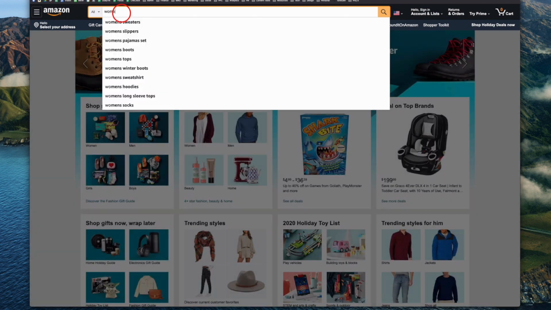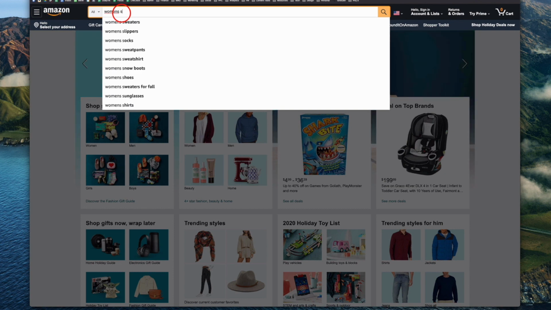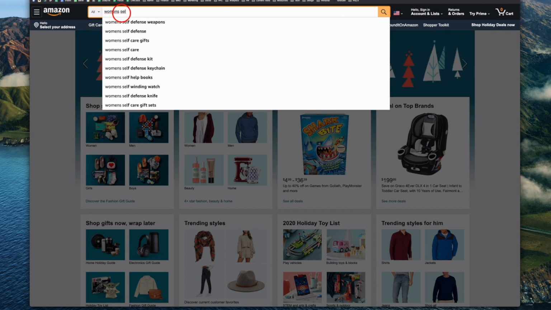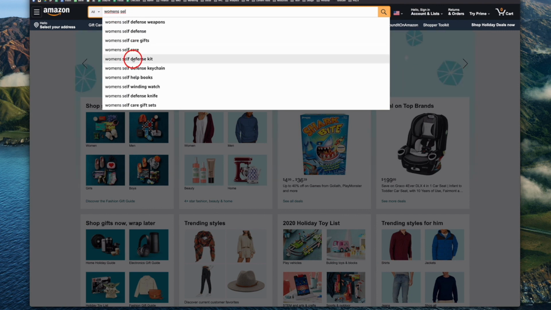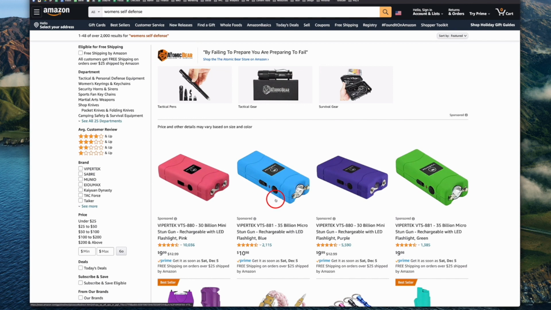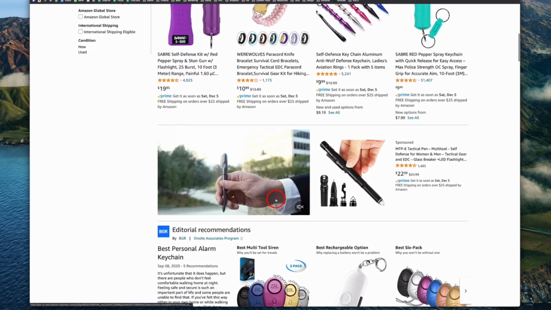Look, let's just keep on our women's self-defense. Women's S, what comes up? These are search engine tools that are helping you. S, okay? These are what people are typing in. Look, women's self-defense weapons, women's self-defense, self-care gifts. Okay, so self-defense kit. So let's go in here to self-defense. Let's come over here and let's take a look at this stuff, okay? And let's see what people are saying.